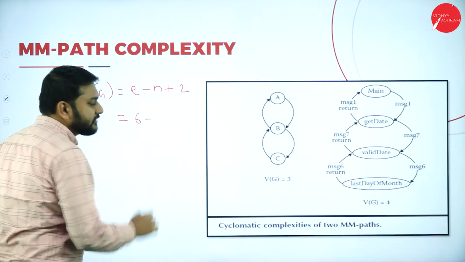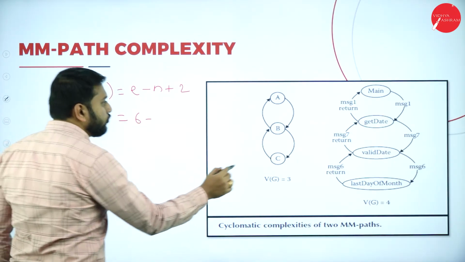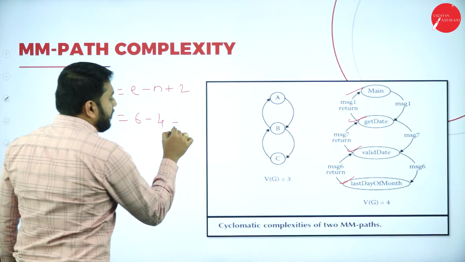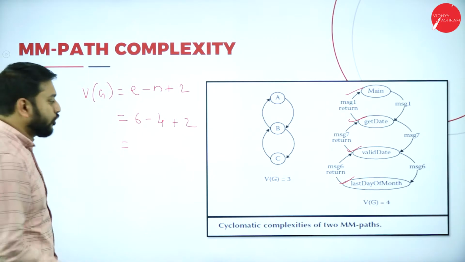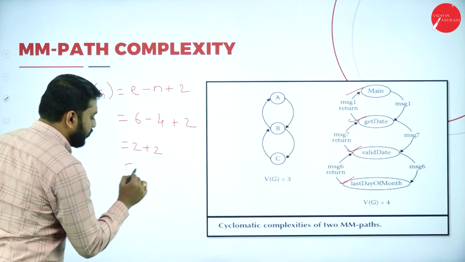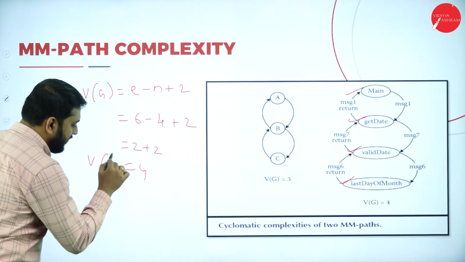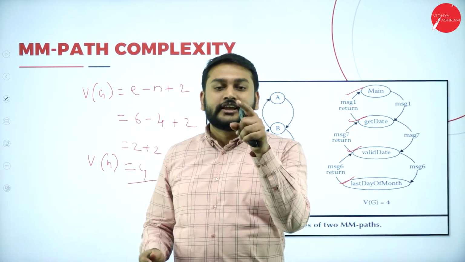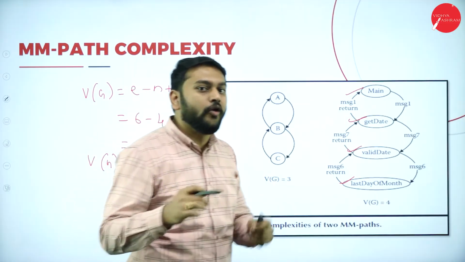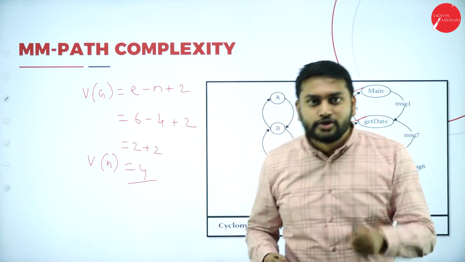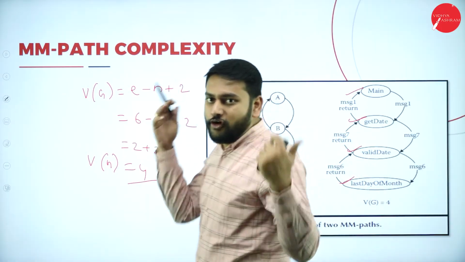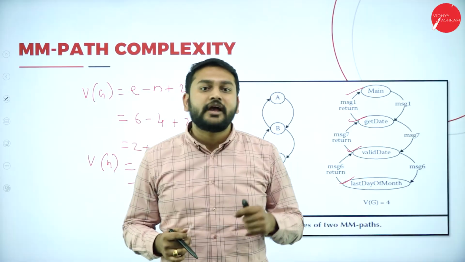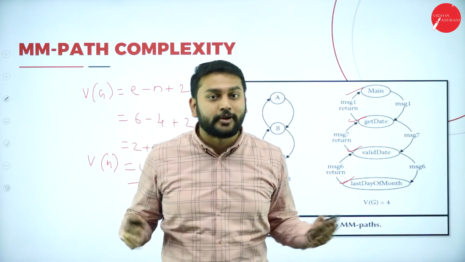So 6 minus, how many nodes do you have? You have 4 nodes. 1, 2, 3, and 4. Let me write it like this. 6 minus 4 is going to be 2, plus 2. It's going to be 4. So V(G) is equal to 4. That's how you have got 4. So guys, if you want to calculate the source node, I have the formula for the source node also. To know that source node formula, you have to attend my Q&A session. That's going to be a surprise for all of you.